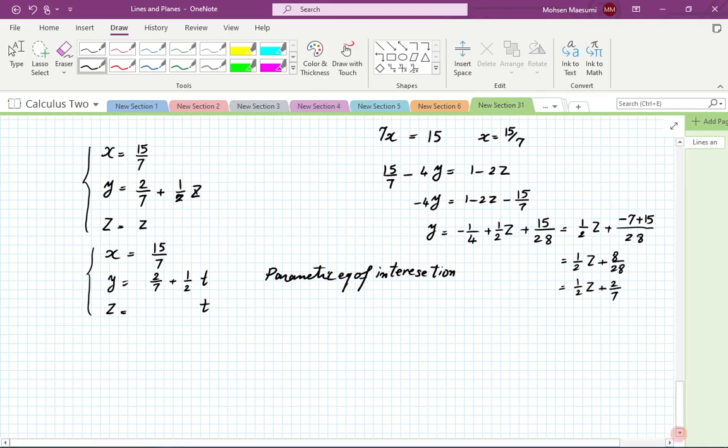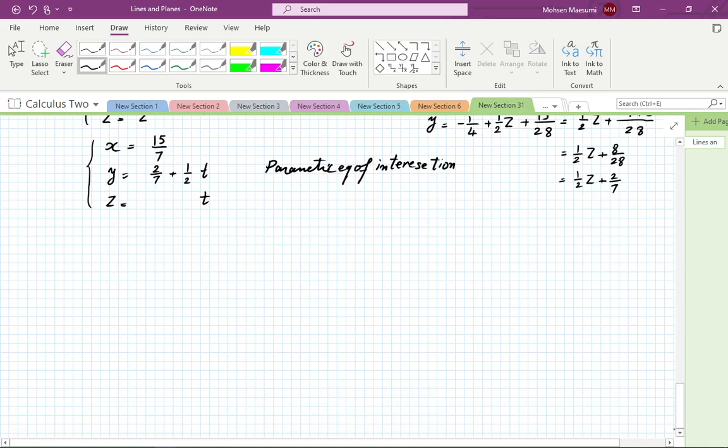Now how about sketching? Let's talk about sketching a plane. Suppose we ask you to draw something, say 2x plus 3y plus 4z equals, let's make the problem easy, say 12.